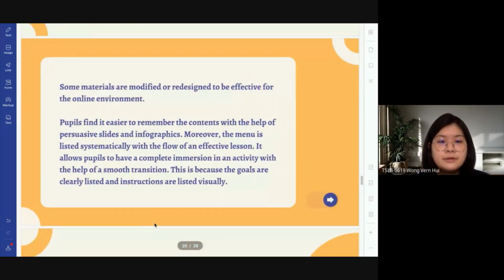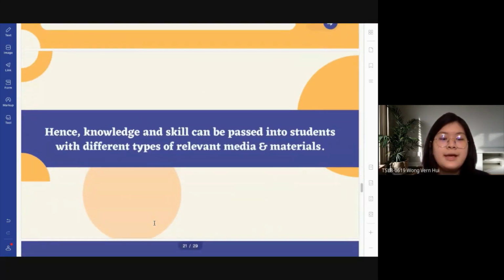Next, some materials are modified or redesigned to be effective for the online environment. Pupils find it easier to remember the contents with the help of persuasive slides and infographics that are included in the website. Moreover, the menu is listed systematically with the flow of an effective lesson. It allows pupils to have a complete immersion in an activity with the help of a smooth transition. This is because the goals are clearly listed and instructions are listed visually. Hence, knowledge and skill can be passed on to students with different types of relevant media and materials.